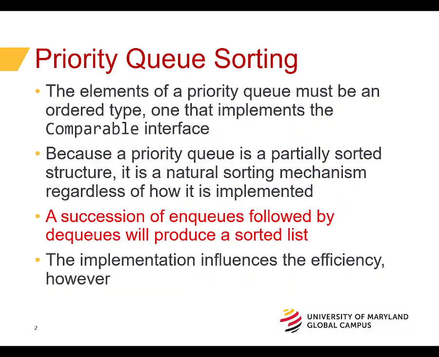The sort involves a succession of n enqueues followed by n dequeues, which will produce a list sorted in descending order. The priority is the sort key. There are several ways to implement a priority queue. The choice of implementation influences the efficiency of the sort.